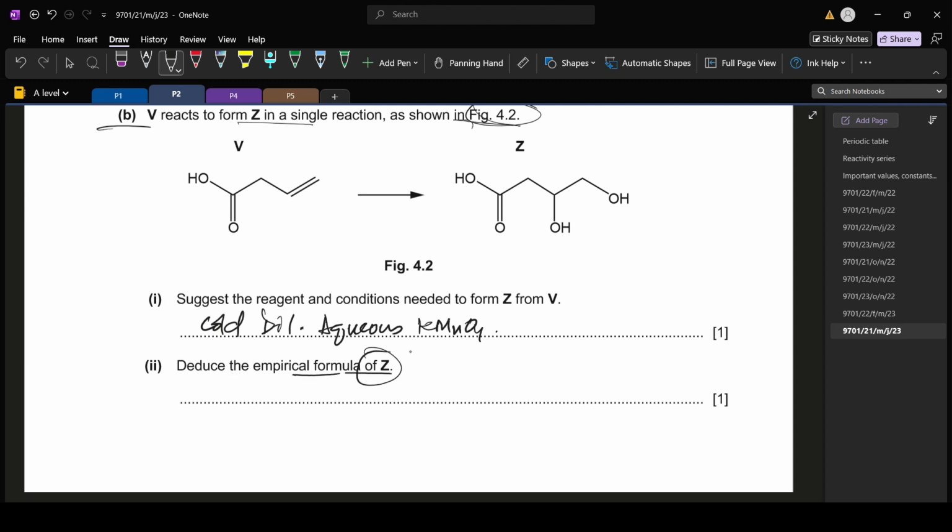Deduce the empirical formula of Z. So 1, 2, 3, 4. So C4, and then you have H 1, 2, 3, 4, 5, 6, 7, 8. Sorry, 8 hydrogens, and you have 1, 2, 3, 4 oxygens. So the empirical formula is going to be CH2O.